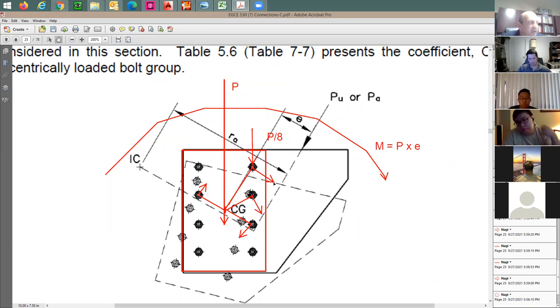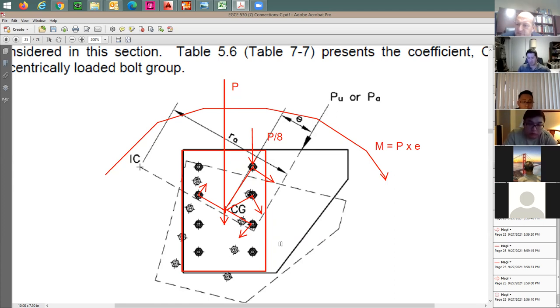I said, great. How much is this force? Is there a method to find out this force? You can say yes. We need to have a little bit of an equation. We need to find out the polar moment of inertia for these bolts, which is the summation of, let's say, the stiffness of each bolt times d squared.